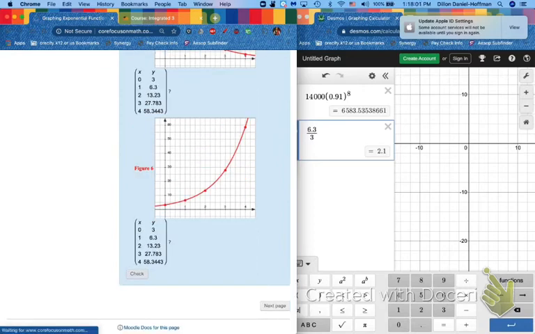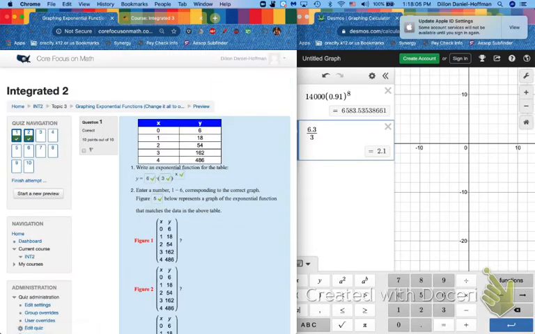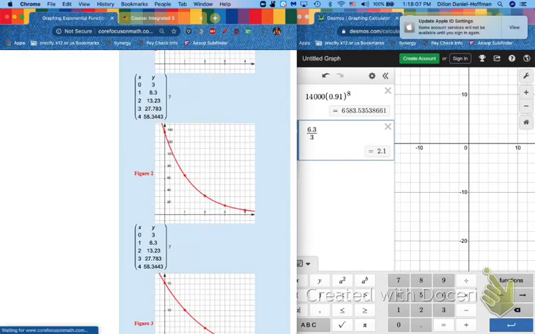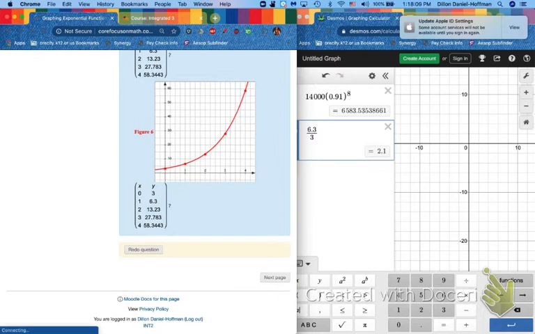Graphing exponential functions. We do have a graphing calculator over here as well, but I want to wait until we get to a later problem and actually really have to use that to use it. But it's up to you whether you want to or not earlier.